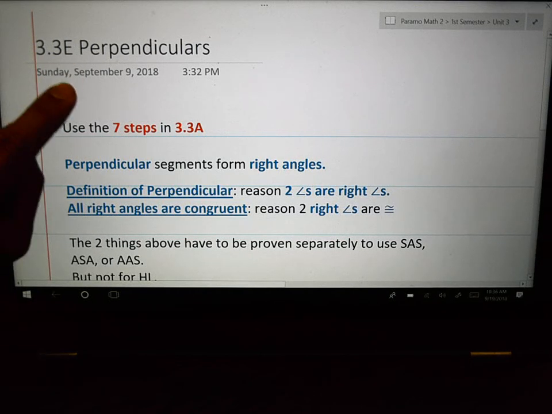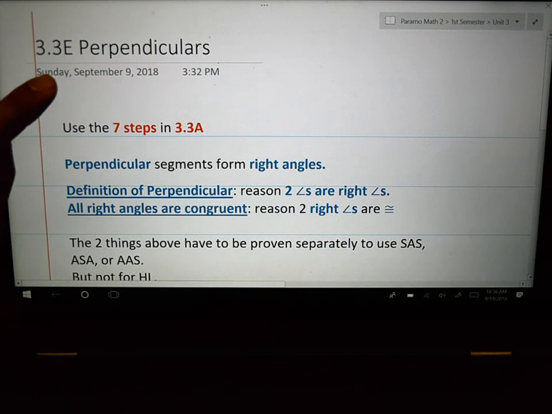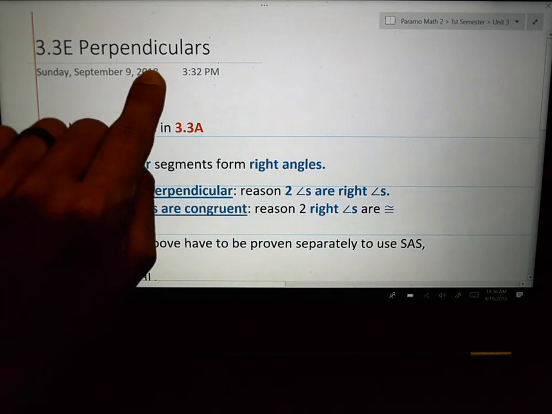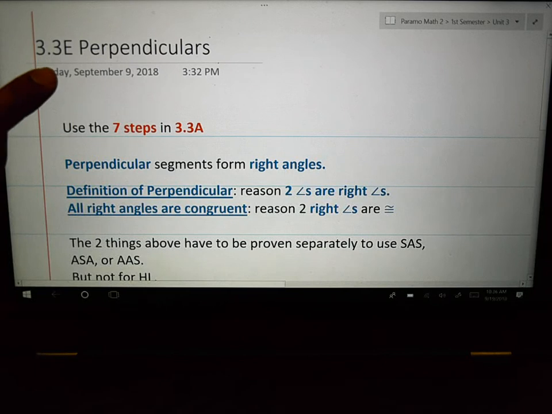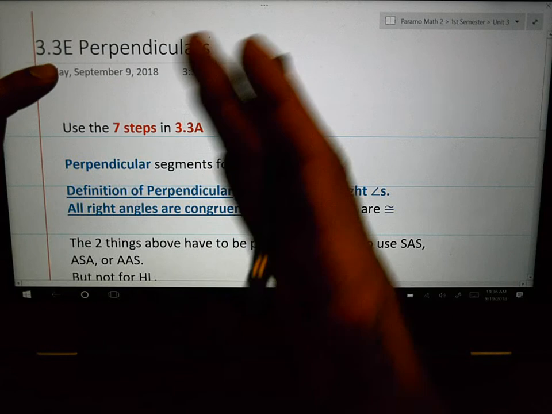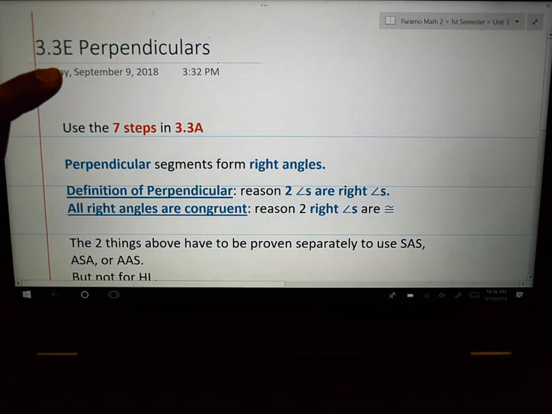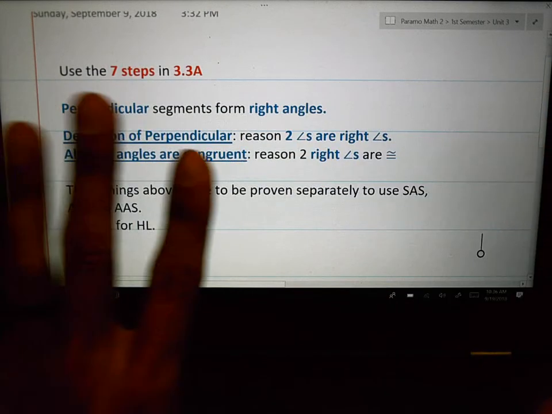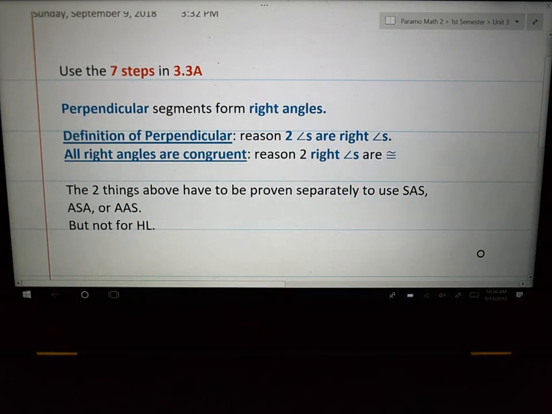3.3e is the last letter that we are doing in section 3.3. 3.3e deals with the concept of perpendiculars. If you've been paying attention, each letter that we've covered, A, B, C, D, has dealt with one new concept in your proofs. So this will be the last of the concepts that we add to our proofs. We're not going to have anything else dealing with any new concepts in proofs, other than section 4, where we'll have a little bit more proofs.